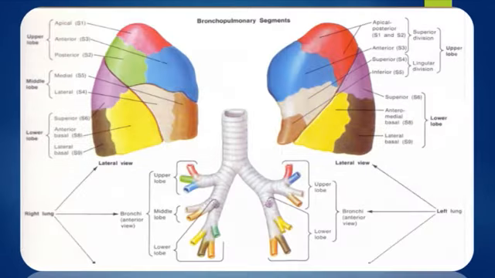Back to the segmental division of the lung, the right upper lobe is divided into apical, anterior, and posterior segments. The middle lobe is divided into medial and lateral segments, and the lower lobe is divided into a superior and 4 basal segments here. Anterior, lateral, and we have the posterior behind.